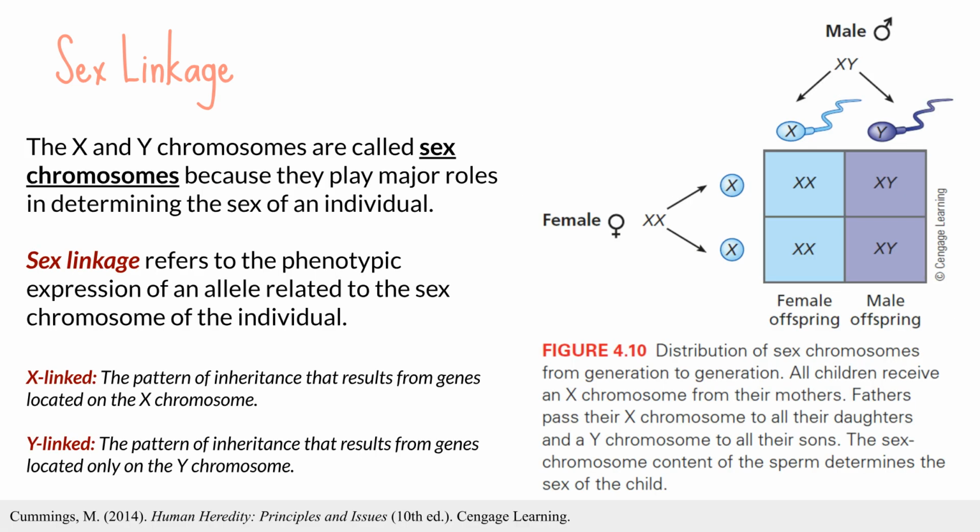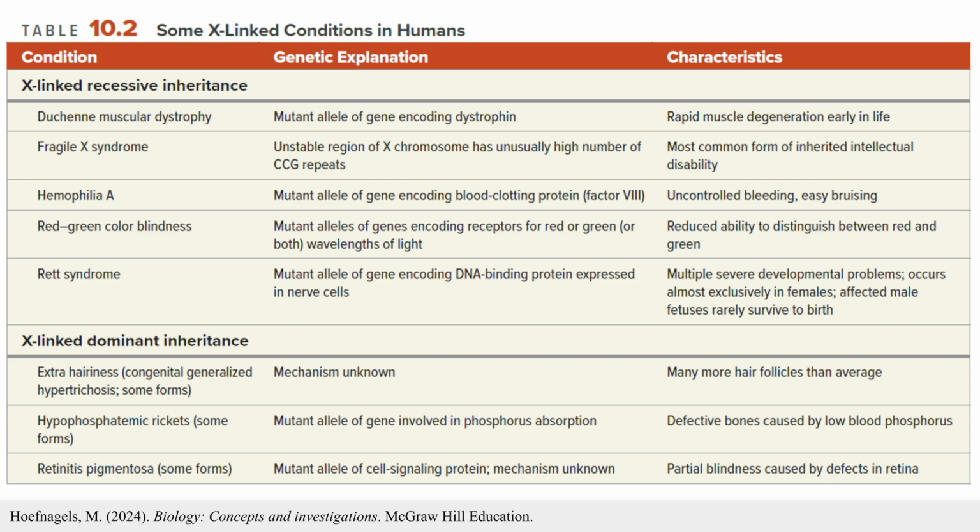The X and Y chromosomes are known as sex chromosomes because they play a key role in sex determination. Sex linkage refers to the expression of traits controlled by genes on these chromosomes. X-linked traits are more common and affect both sexes differently, while Y-linked traits appear only in males and are passed from father to son. This table summarizes several human genetic conditions that are X-linked, meaning the genes responsible for these conditions are found on the X chromosome.